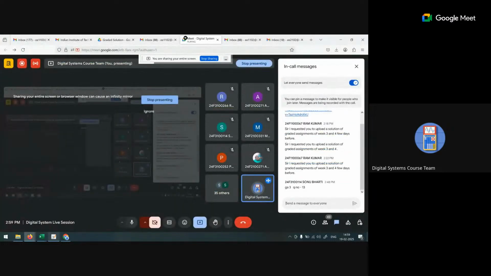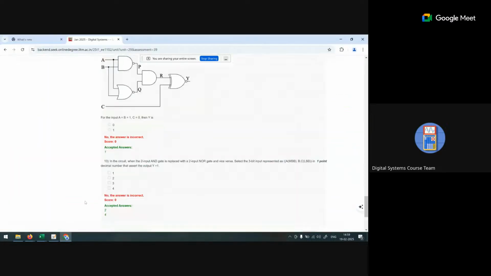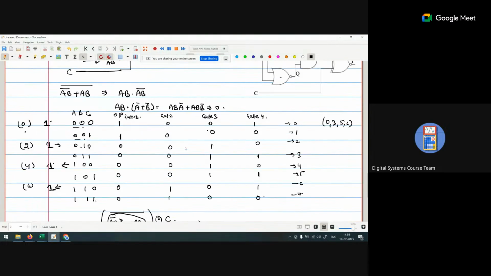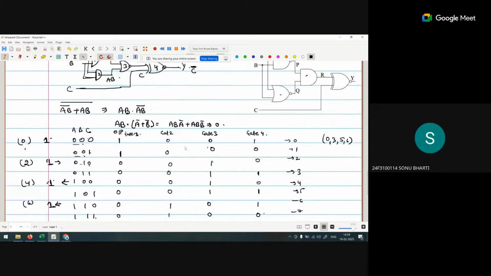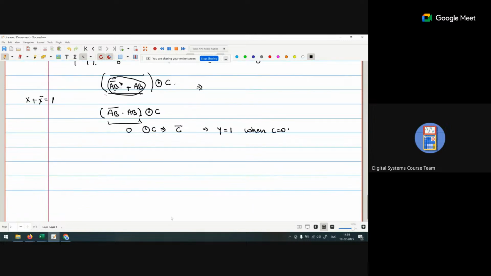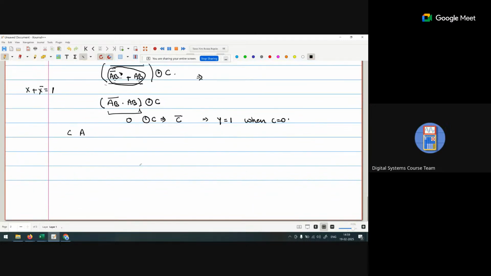Okay, now the question is what? It is given 1, 2, 3, 4. So 2 and 4 is the answer. Sir, what are the MSB and LSB here? What MSB and LSB mean here is, for example, if I change that sequence to CAB, we are getting Y is C bar.